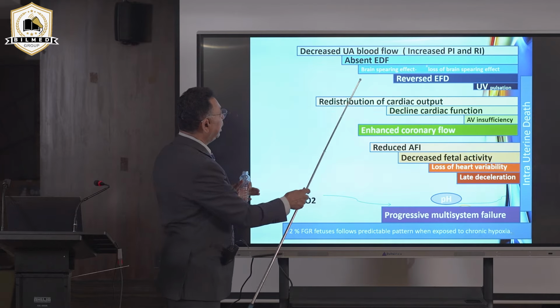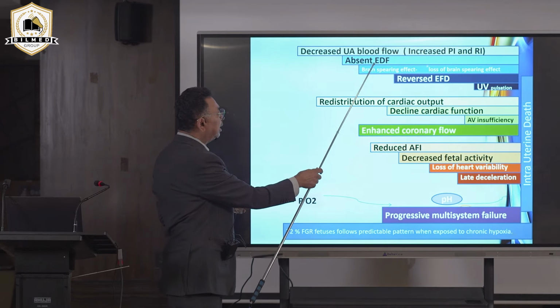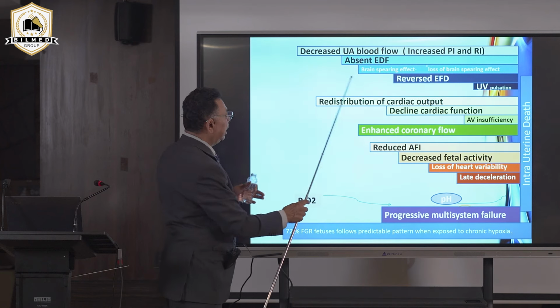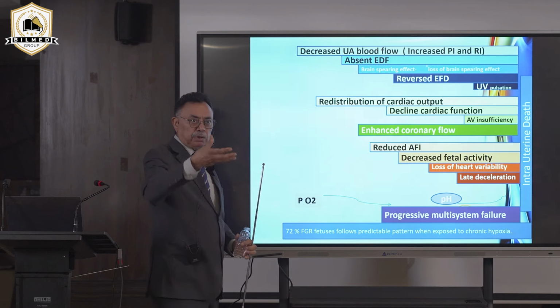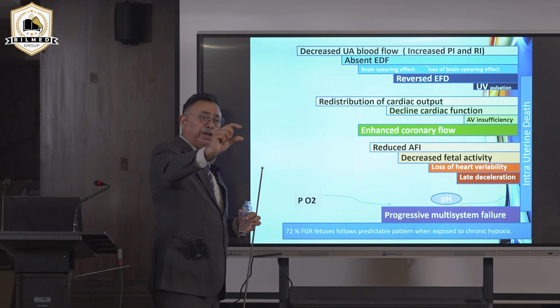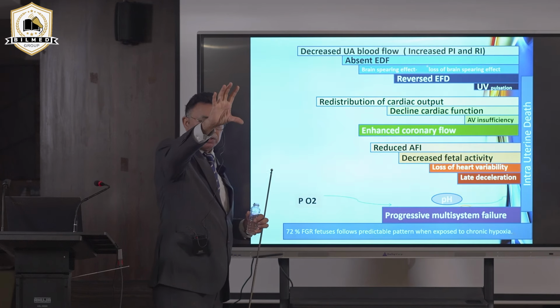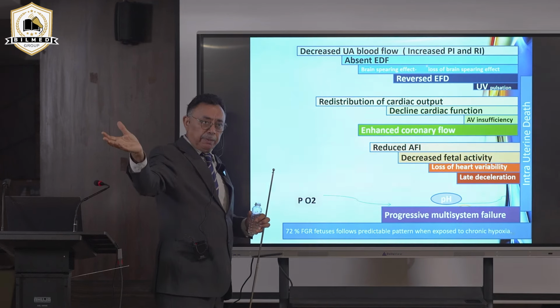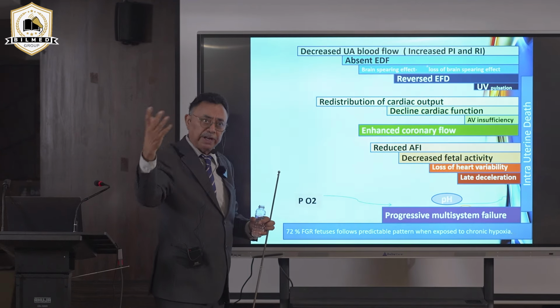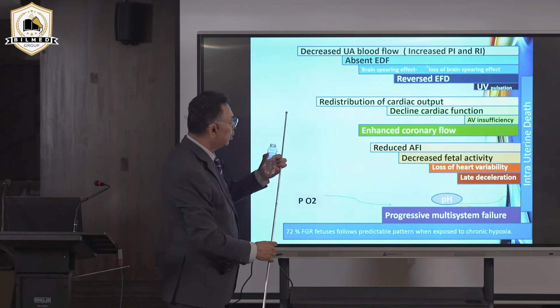Okay. Then, if it does not correct, absent end diastolic flow, zero diastolic flow. Then the brain sparing effect will happen. So the brain will start getting more blood. So brain vessel which was 0.3 will become 50%. So the brain vessel will become like umbilical. Cerebroplacental ratio will get altered. That is what it is.